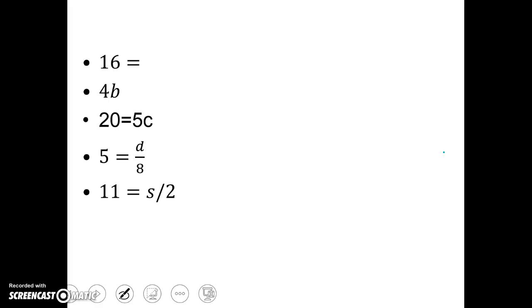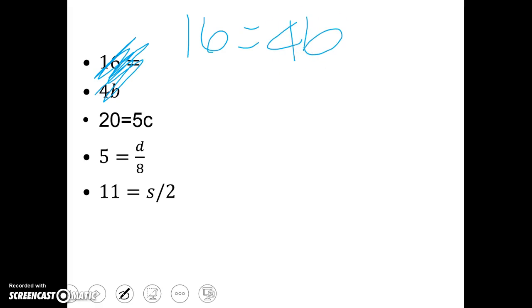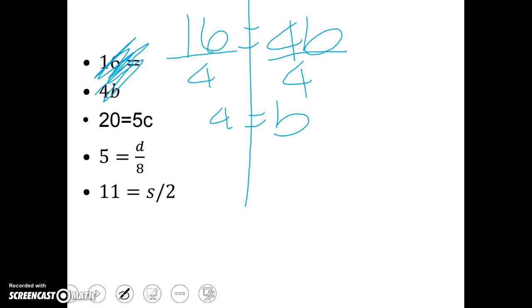Okay, so here are some other problems here. This first one is wrong. Scratch that guy out. This first one should have been 16 equals 4b. Okay, what do I do with that? Separate them down the middle. Divide by 4. Divide by 4. So your answer is 4 equals b, right?